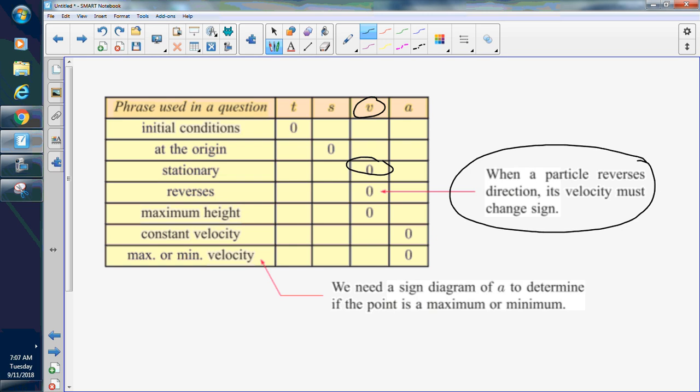When acceleration is equal to 0, we have a constant velocity. And acceleration equal to 0 means that we have a potential for a minimum or maximum velocity. And again, we need a sign diagram of the acceleration function to determine whether the point is a maximum or minimum. What we mean there is, at this particular value of t, acceleration is 0. It's positive on this side, negative on this side of that point. And that tells us whether we're going to have a minimum or maximum at that particular point. We'll discuss that a bit more later this week.